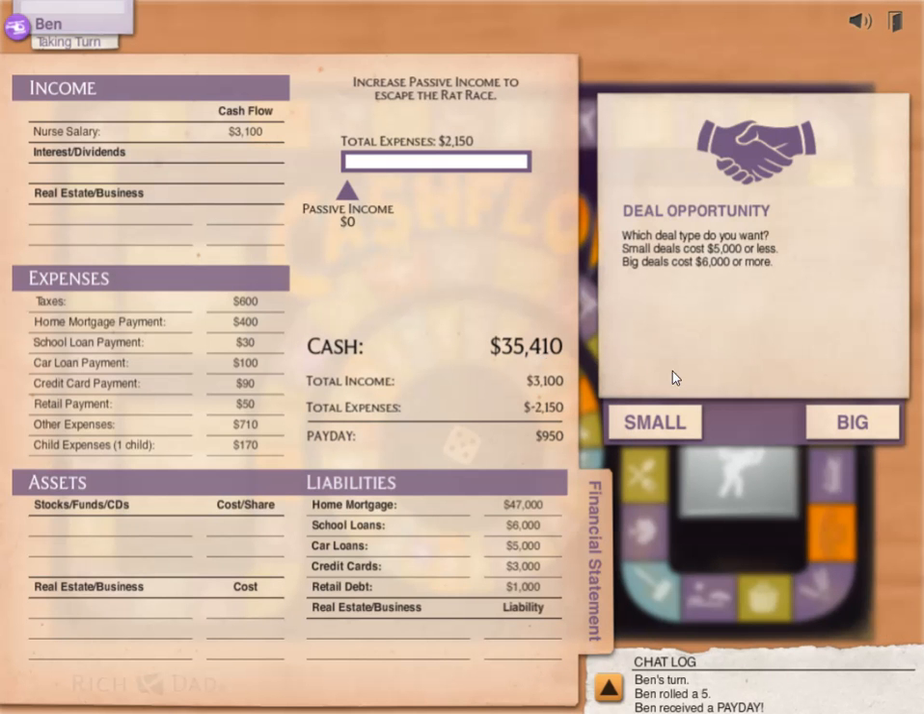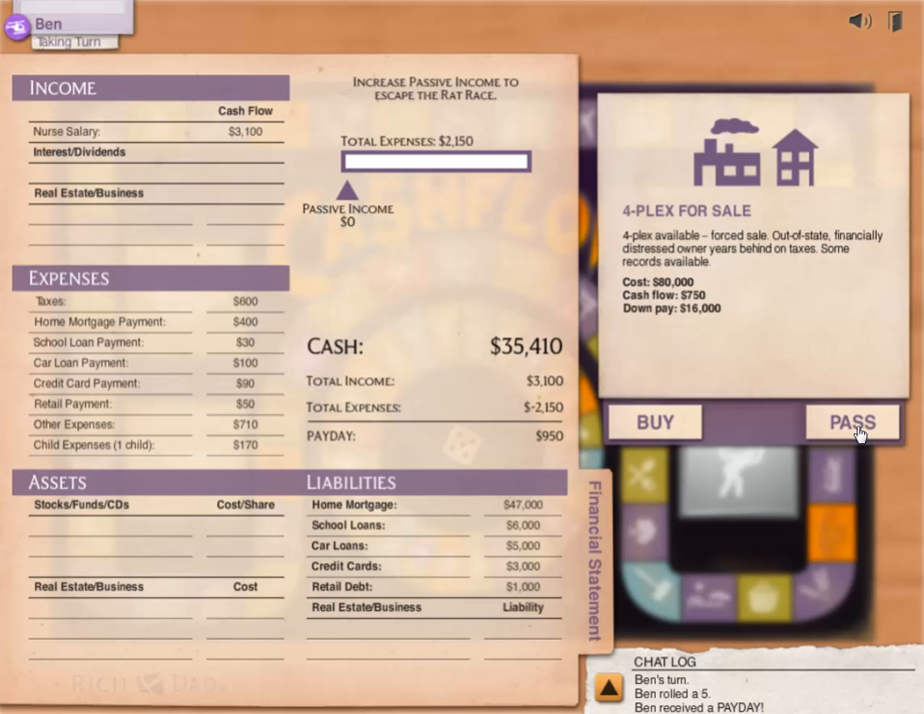Alright, so we've got $35,000. Let's have a look at the big opportunities here. Alright, so this is pretty good. I've seen plenty of better deals than this one, but it's not bad. So we've got a fourplex forced sale, financially distressed owner, years behind on taxes. So if we look at this in the real world, you've got a person who's financially distressed. I guess they really need to get rid of this thing. And as far as the price is concerned, there's probably good opportunity for this to increase in value. So we've got capital gains, and then as far as cash flow is concerned, we're getting $750 a paycheck.